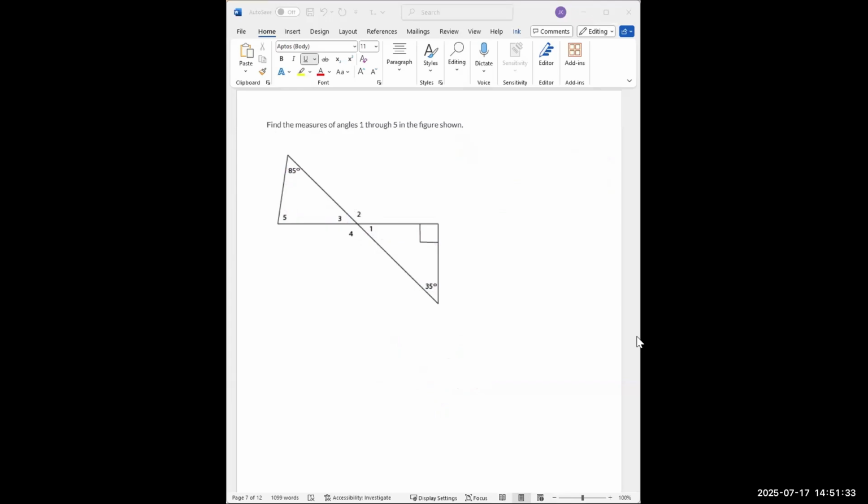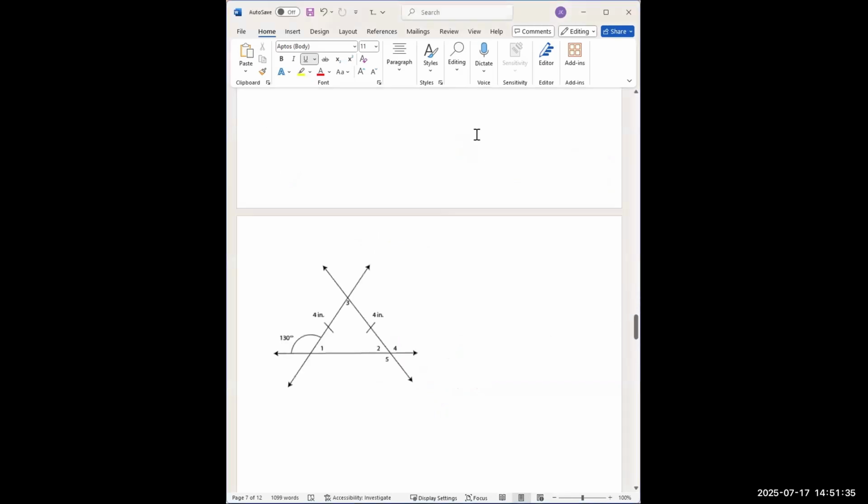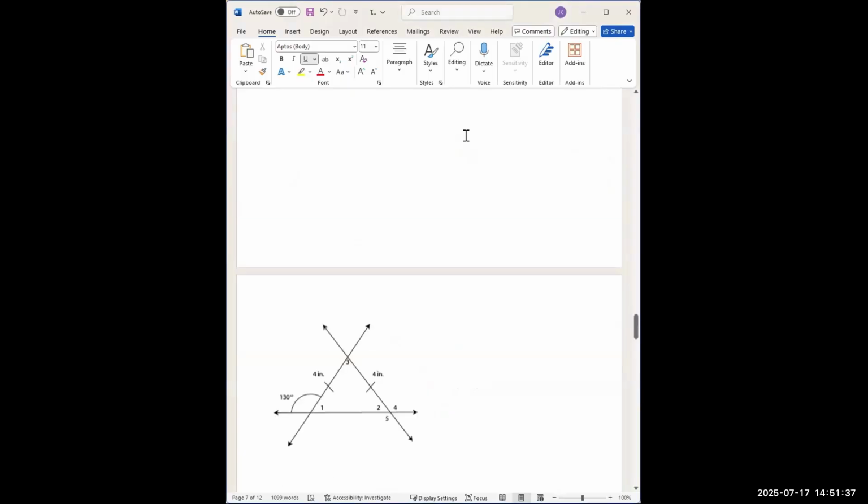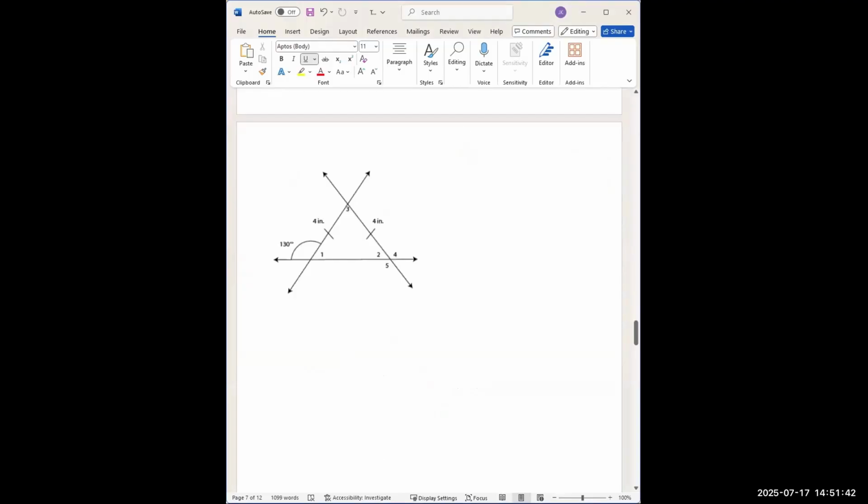And let's find the next one. Oh, okay, here we go. Okay, so another problem with angles and triangles and trying to figure things out here.